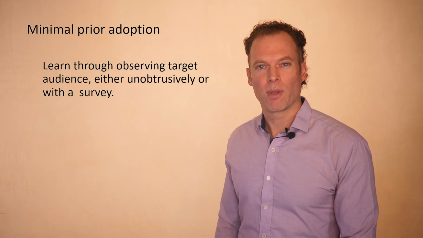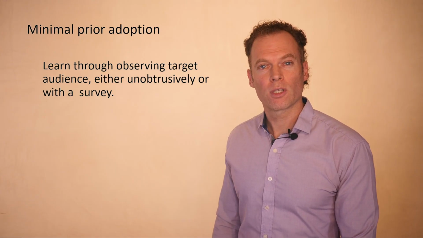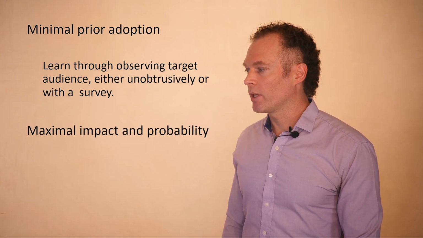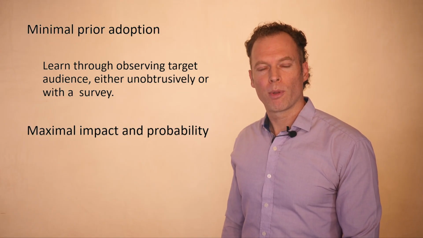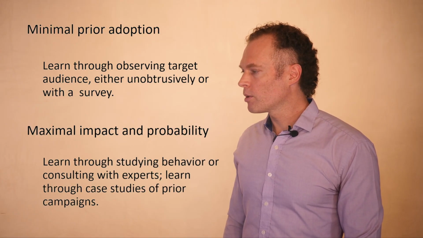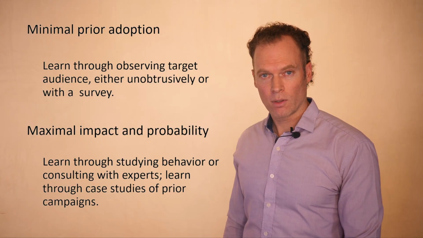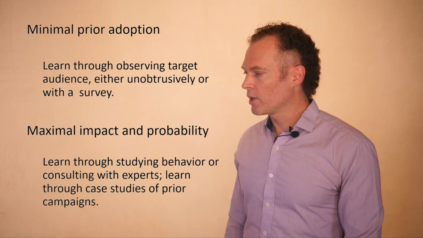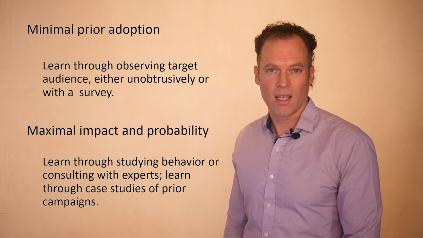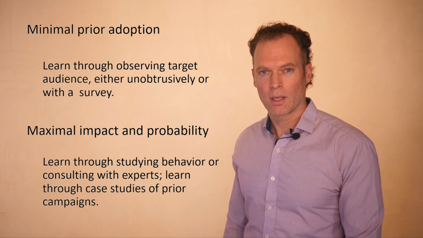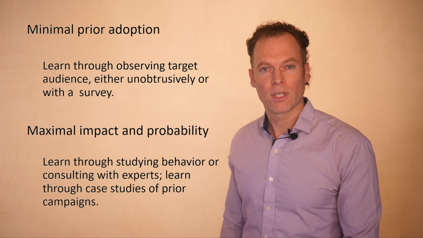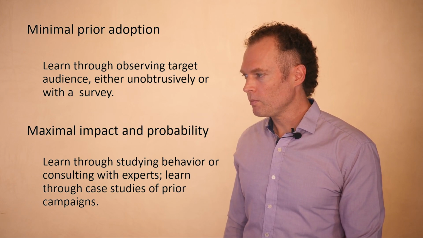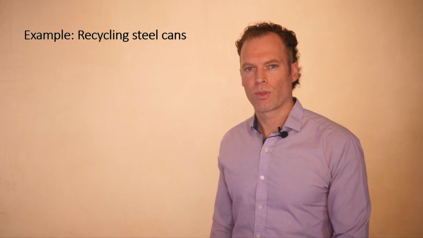Of course, surveys are limited because people often say how they would prefer to behave rather than how they actually behave. Next, behavior should have maximal impact, and there should be a good probability that people will adopt it. You can learn about impact through studying the behavior or through consulting with experts. And then you can learn about probability through case studies or prior campaigns, seeing what behaviors were actually adopted. You can also talk to people, survey them to get a sense of which behaviors they would adopt given some motivation.